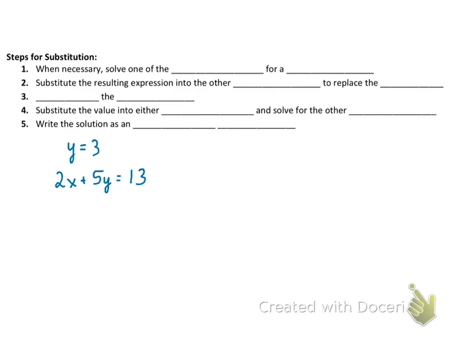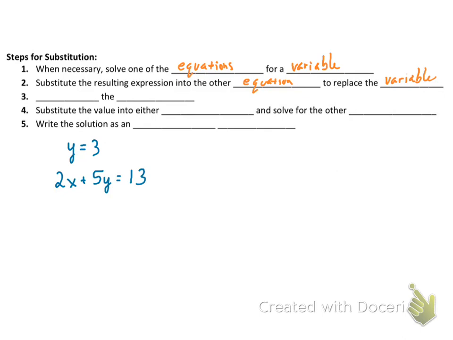So think about when you're substituting, like if there's a substitute teacher, that substitute is taking the place of the full-time teacher. So that's going to be kind of the same idea that's going on here. So there are steps for substitution. When necessary, you have to get one of the variables by itself. So when necessary, solve one of the equations for a variable. Get the variable by itself. Then take what that variable equals, so substitute the resulting expression into the other equation to replace the variable.